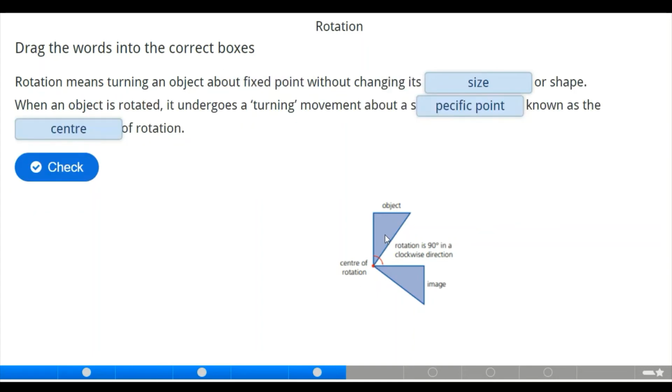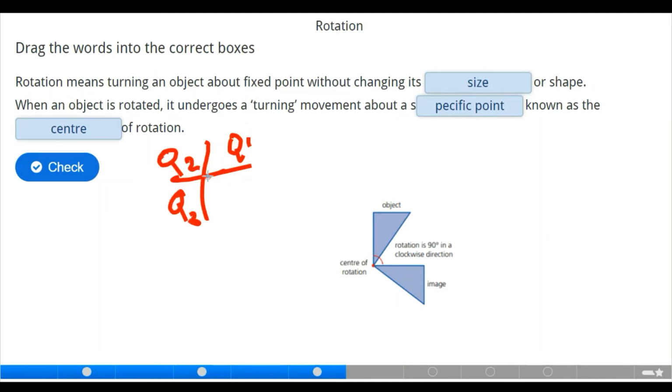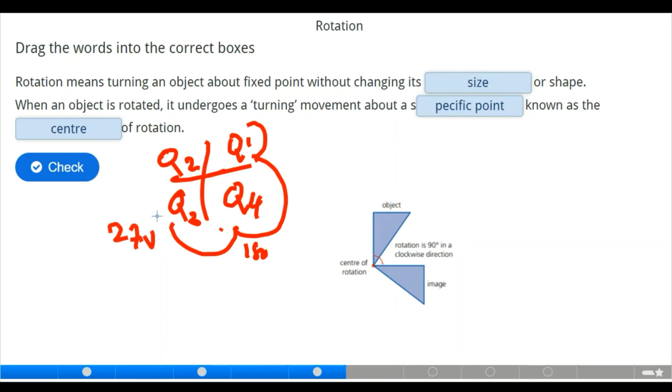So look at what we have here. This is an object. Under rotation, we can rotate 90 degrees. Remember our quadrant lines. When we have our coordinate of y and x-axis, let's quickly draw that. We call this quadrant 1, this one 2, this 3, and this quadrant 4. So on this one, this is 90 degrees. By the time it moves here, that is 180 degrees. By the time it comes here, that is what? 270 degrees. By the time you move here, that is 360 degrees.